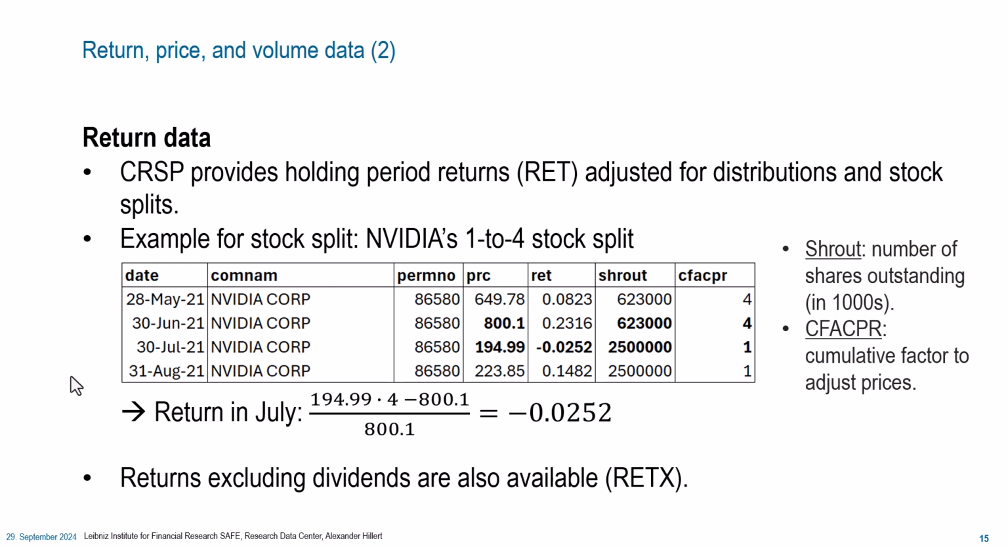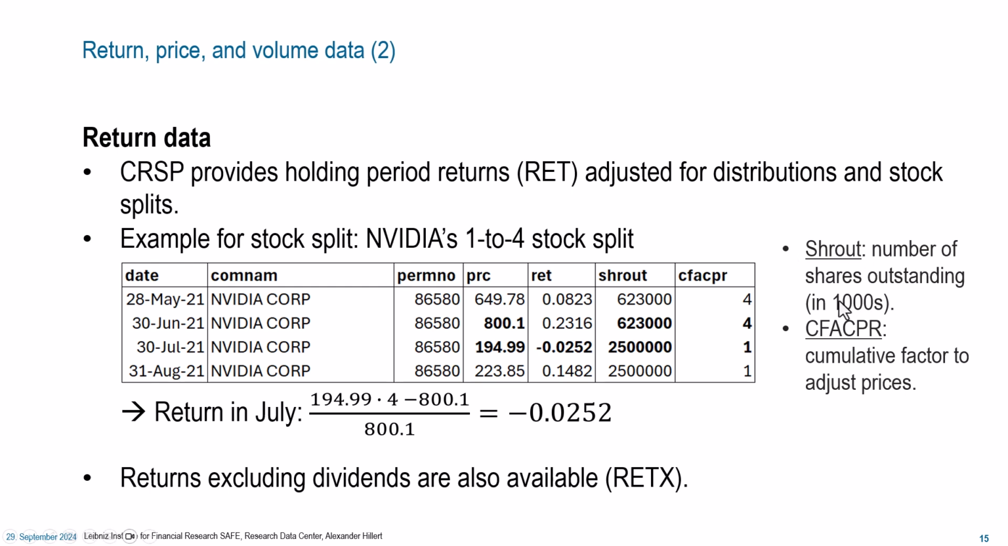Here I would like to show you an example. Nvidia had a stock split in 2021, a 1-to-4 stock split, meaning that one old share was split into 4 new shares. The stock split took place in July of 2021, and you see here that in June the stock closed at 800, and at the end of July it closed at only 195. Now you may say, okay, that looks like a terrible return, a loss of about 75%. However, if you look at the number of shares outstanding, you see that before there were 623 million shares outstanding, and after that it's 2.5 billion shares, so 2,500 million shares.